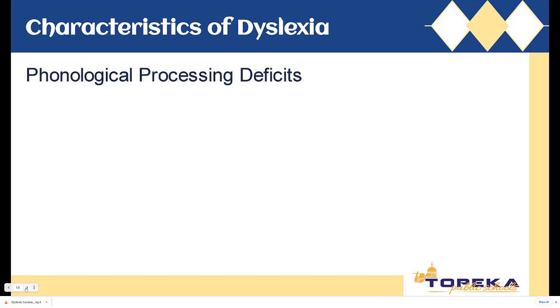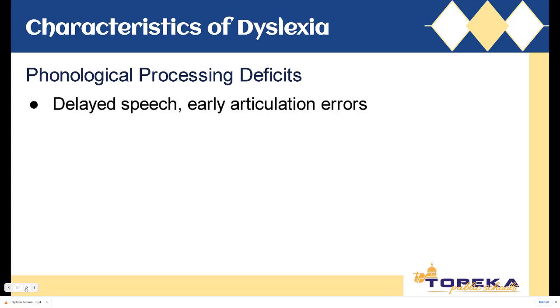When we look at phonological processing deficits that may come into play with dyslexia, you may see delayed speech or early articulation errors. This means that maybe their working vocabulary is not as large as we would expect for a given age, or maybe they're developing their speech at a slower rate. And early articulation errors, saying the words incorrectly. For example, the word spaghetti, you would say "paschetti." That's an articulation error.